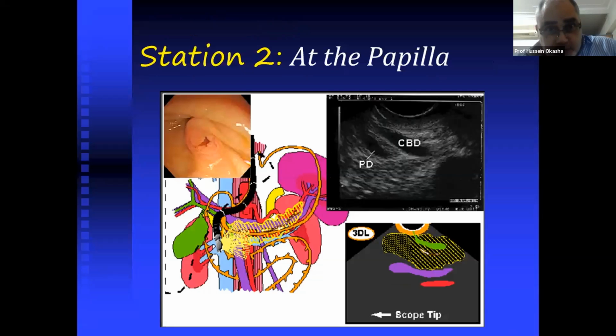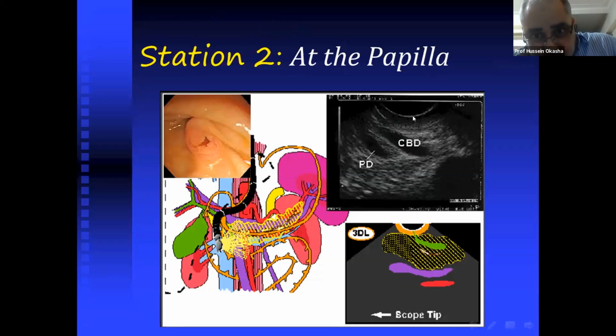Let us withdraw the echo endoscope slightly upward to locate the echo endoscope at the level of the papilla, what is known as kissing the papilla. Here the echo endoscope is at the level of the papilla, and the landmark here is the stack sign.